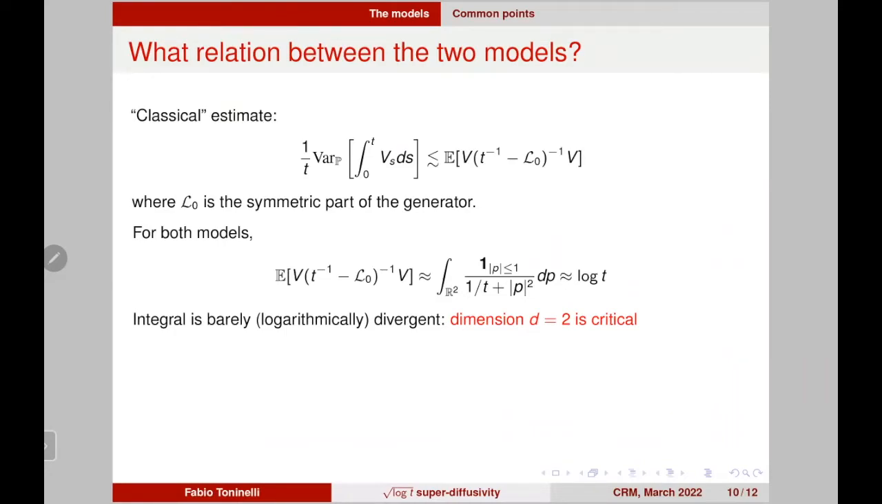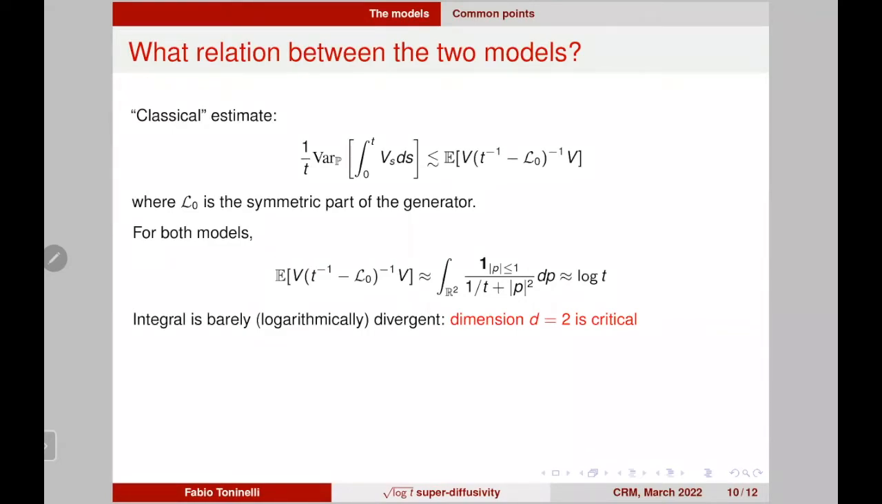You have to go in Fourier space, so the integral becomes an integral on momentum, and it turns out to be of the form of an integral in dp of 1 over p squared plus 1 over t. Okay, and now since we are in dimension 2, this integral is divergent for t going to infinity, and it's quite pretty obvious, pretty easy to see that this integral diverges like log t.